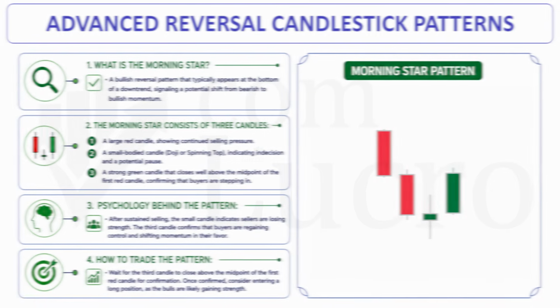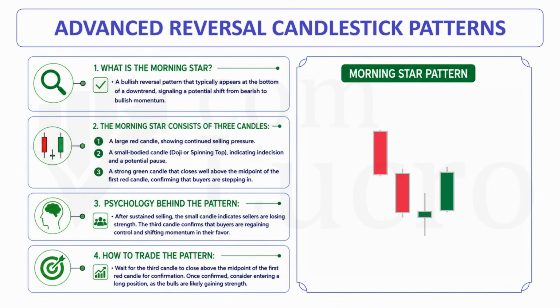Next, let's dive into the morning star pattern, another strong bullish reversal signal. This pattern typically appears at the bottom of a downtrend and signals that the market might be preparing for a shift from bearish to bullish momentum. Structurally, the morning star is a three-candle pattern. It starts with a large red candle indicating continued selling pressure. The second candle is a small body candle, which could be a doji or spinning top, signaling indecision and a potential pause in the downward movement. The third candle is a strong green candle that closes well above the midpoint of the first red candle, indicating that buyers have regained control.